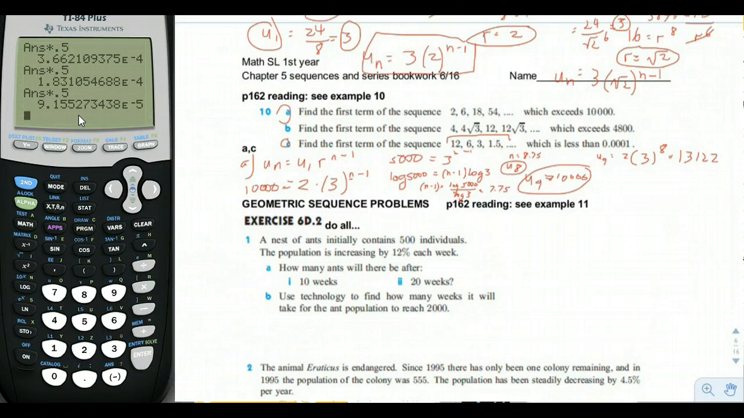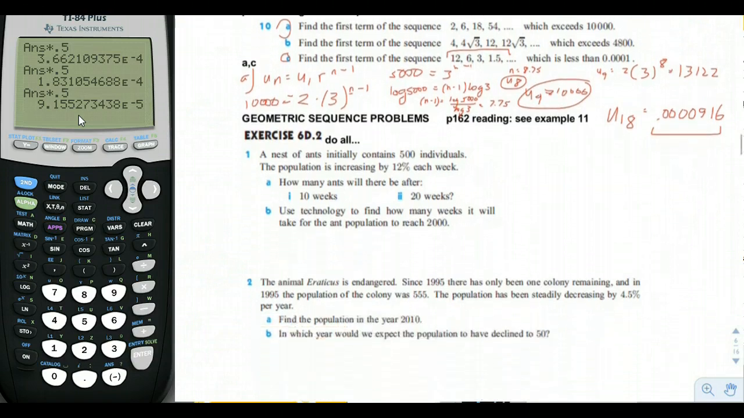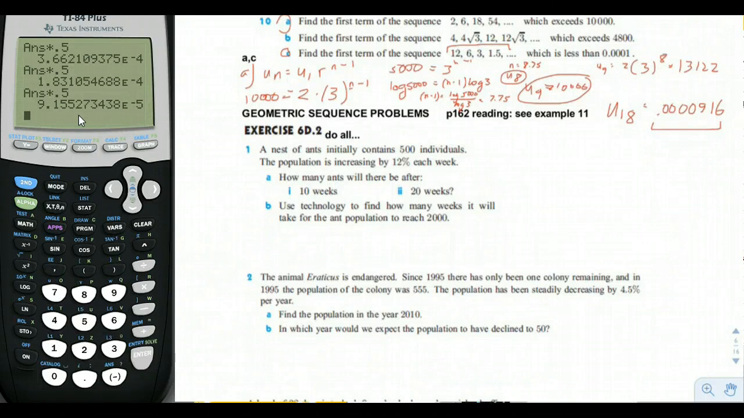we got there. So in this case, we were looking for the 18th term, which is 0.0000916. Okay, so that's the first term that's lower than 0.0001. And we just used repeated multiplication on the calculator to do that. But the other way to do it would be logs. You can see these problems you would need a calculator usually to do.